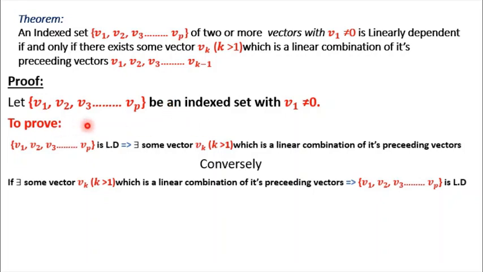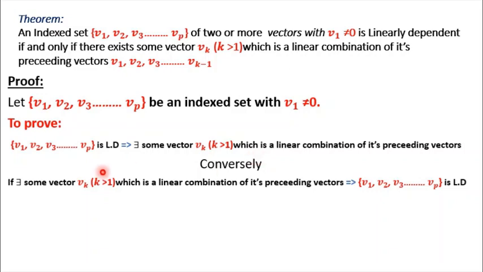Now what do you have to prove? This theorem is an if and only if theorem. That means if you take this set as linearly dependent, then you have to prove there exists some vector vk where k is greater than 1, that means from v2 to vp, which is a linear combination of its preceding vectors. So you have to take it as LD and prove this condition.